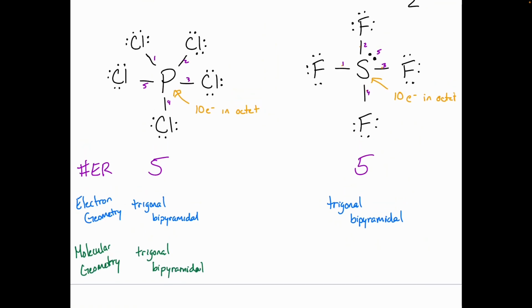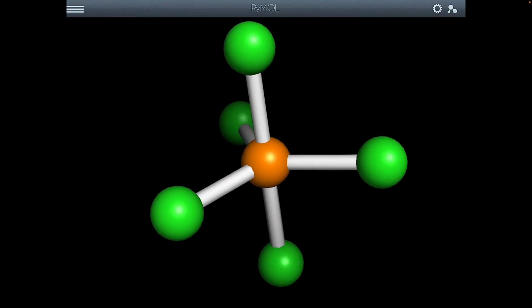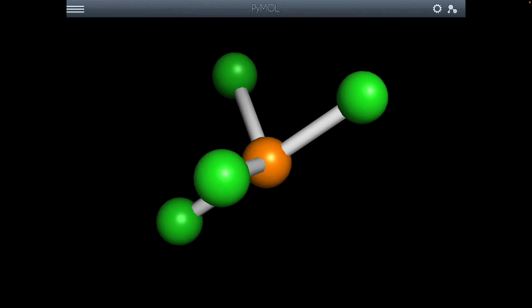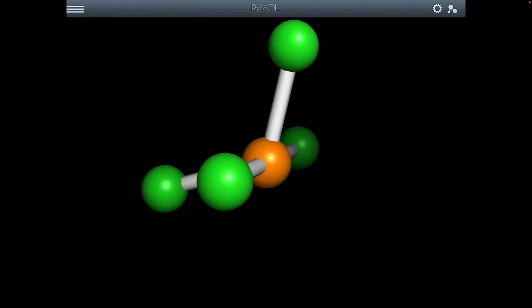But now for my other compound, my SF4, now I have a lone pair on that central atom. So its molecular geometry is going to differ from its electron geometry. All right. If we get rid of one of these atoms on the side here, this is what they call a seesaw.